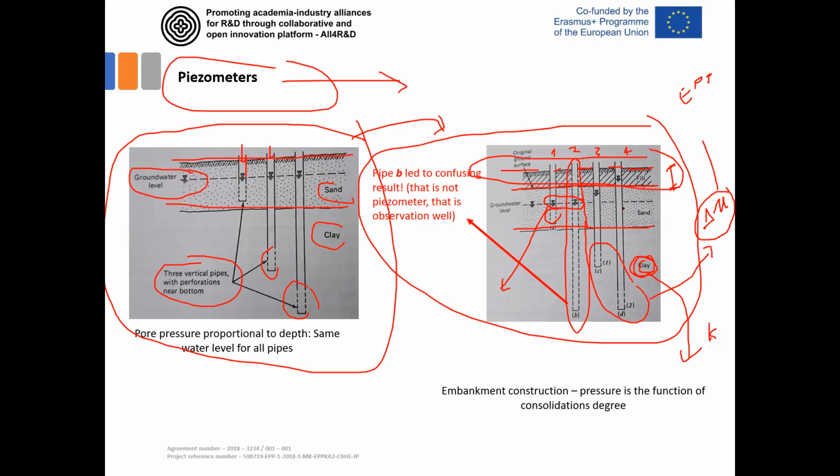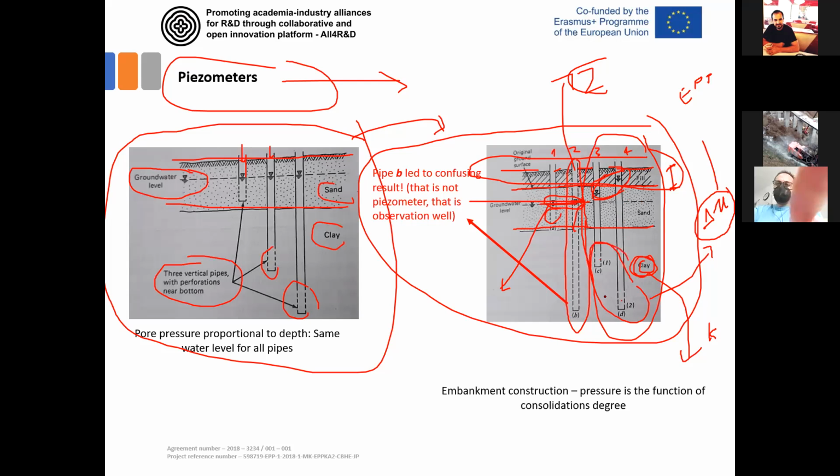With this kind of piezometer, you can really measure the total pore pressure at these points. If you use this other one, you will not be able to measure this. That's why it is called an observation well. The water from the sand passes down and you have this fixed level here that is different from the true measurement, and the total pressure is higher at some layers of the clay and not here.